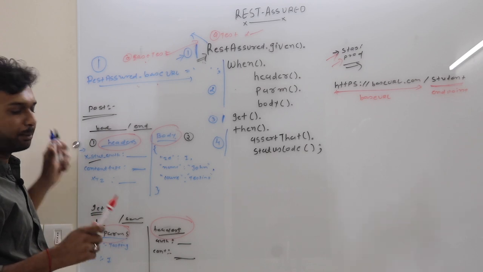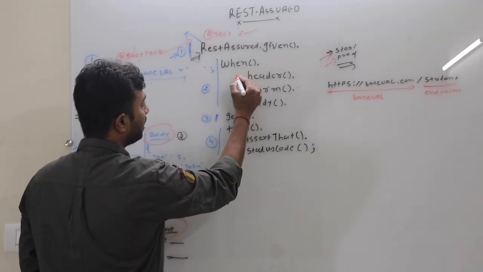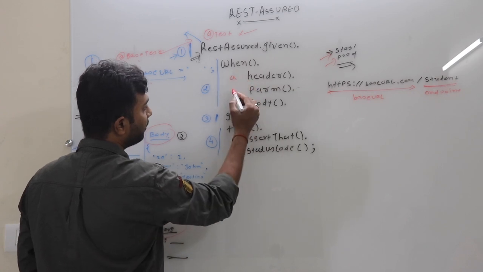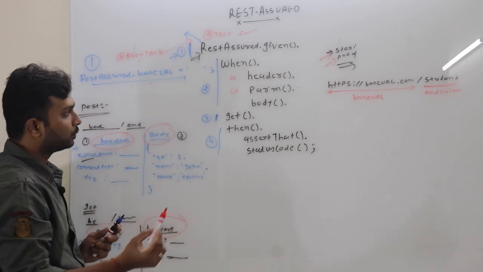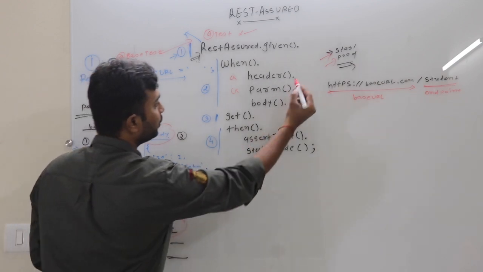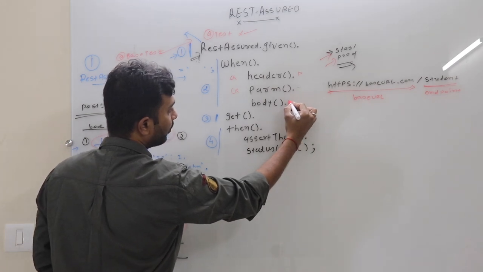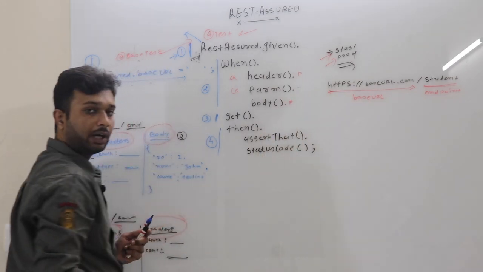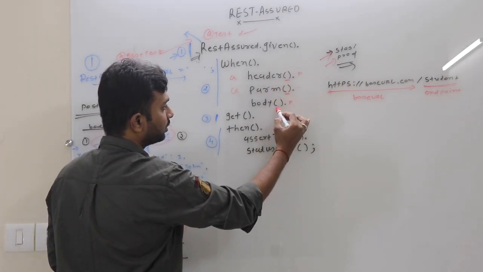So what we can do simply, let's say we are hitting a GET API. So we need to use only headers. So for GET API, we need to use only headers and only params. Let's say we are using a POST API. So we need to use headers and body. Now the question comes here, in the parenthesis, what does it consume?